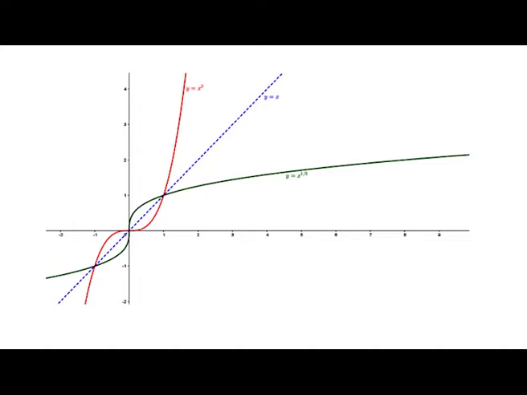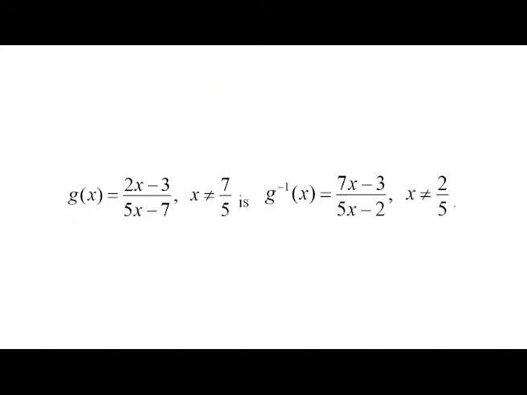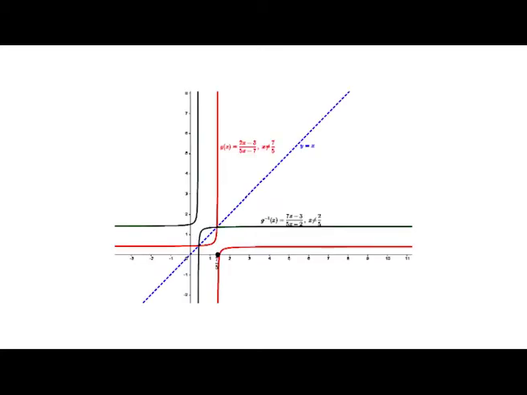We have noted earlier that the inverse of the function g(x) = (2x - 3)/(5x - 7) with x not equal to 7/5 is g inverse of x = (7x - 3)/(5x - 2) with x not equal to 2/5. Graphs of these functions are displayed in the figure.